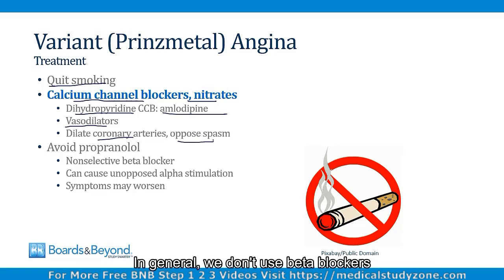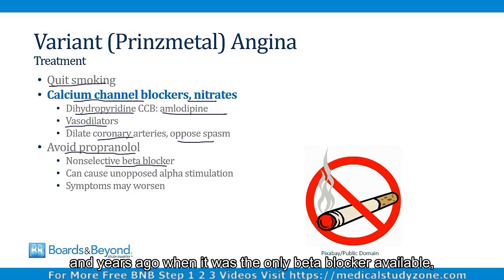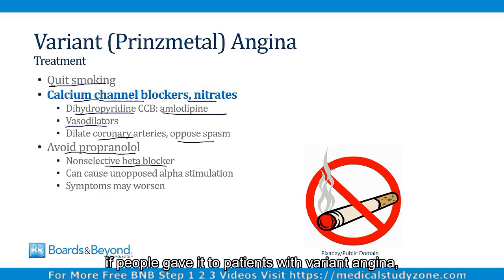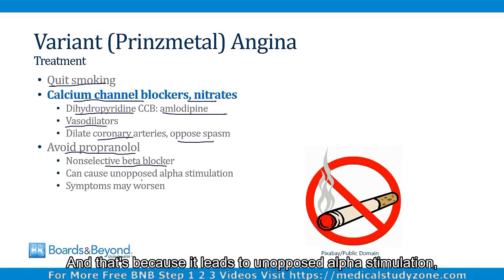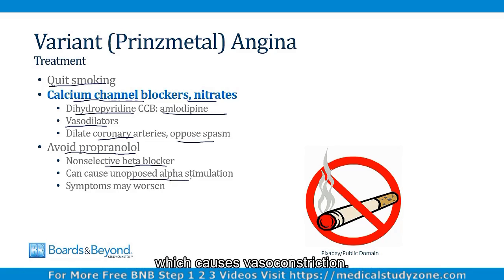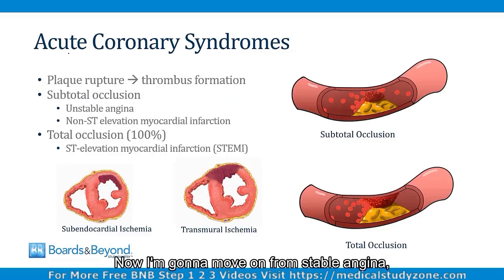In general, we don't use beta blockers for treating variant angina, and in particular, you want to avoid the beta blocker propranolol. This is a non-selective beta blocker, and years ago, when it was the only beta blocker available, if people gave it to patients with variant angina, they would get worse, and that's because it leads to unopposed alpha stimulation, which causes vasoconstriction.